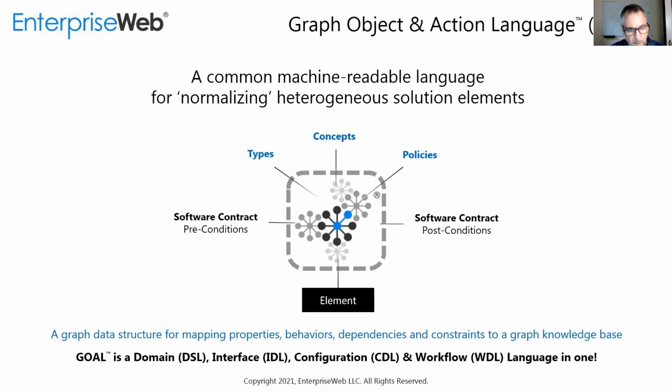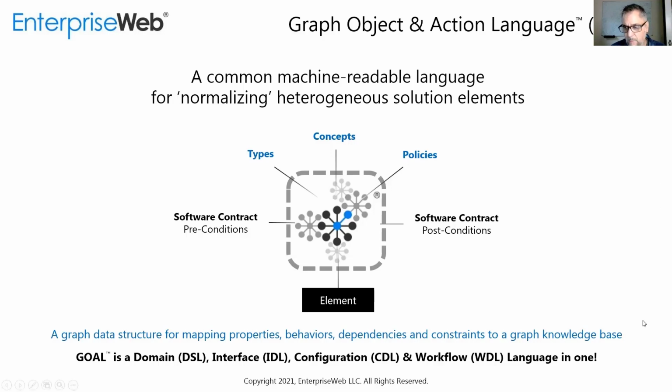We're also going to be modeling interfaces so that we can manage interoperability, a configuration language so we can connect and configure distributed applications, and a workflow language so that we can use graphs to describe sets of tasks that are very dynamic, that have relationships and bind on events and policies. So we're talking about a single language that's a DSL, an IDL, a CDL, and a WDL in one.